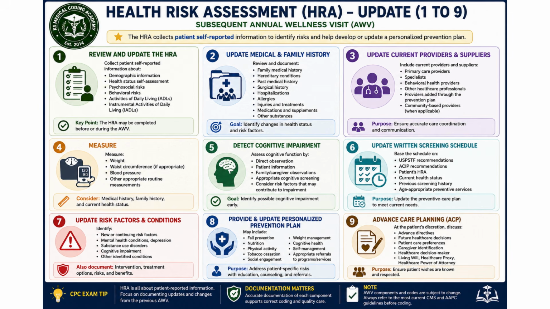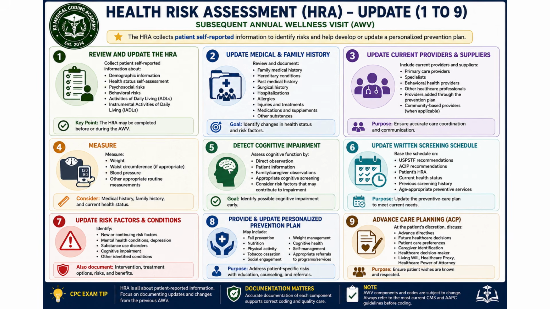Fourth, obtain appropriate measurements such as weight, blood pressure, and other relevant measurements based on the patient's needs. Fifth, assess for possible cognitive impairment using observation, patient or caregiver information, and appropriate screening methods. Sixth, update the patient's written screening schedule. This should consider preventive service recommendations, the patient's HRA results, health status, previous screening history, and age-appropriate services.